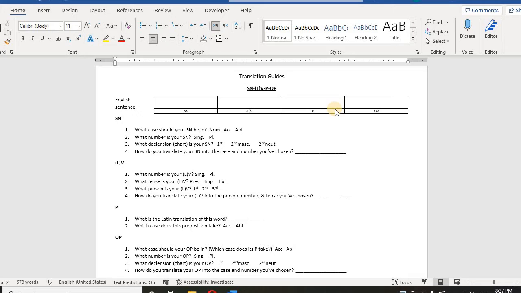I just wanted to talk really quick about how to go about using these sentence translation guides as you are crafting your story. So basically this is a step-by-step process that's going to walk you through what you need to do in order to correctly translate your English sentence into Latin.